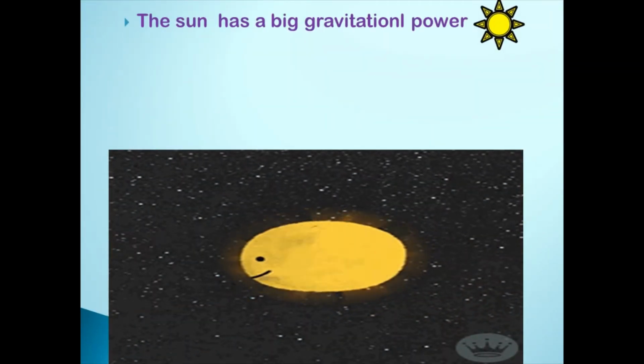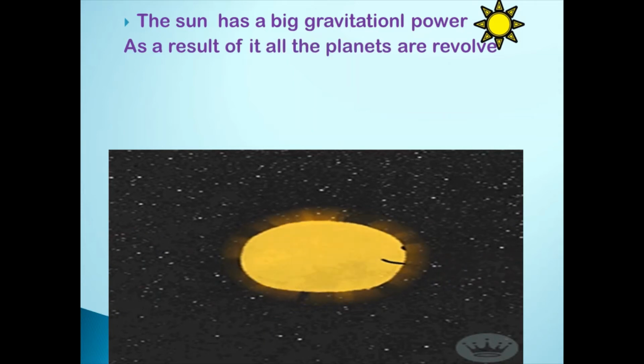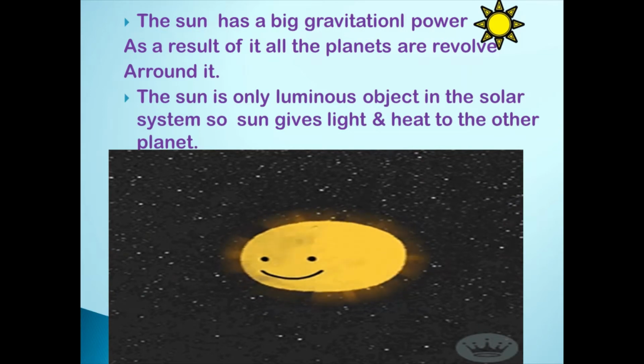The Sun has a big gravitational power. As a result of it, all the planets revolve around it. The Sun is the only luminous object in the solar system, so the Sun gives light and heat to the other planets.